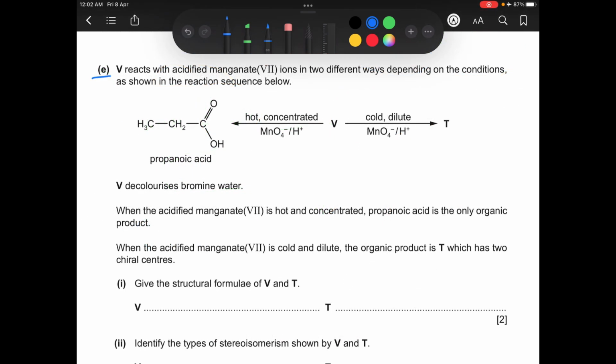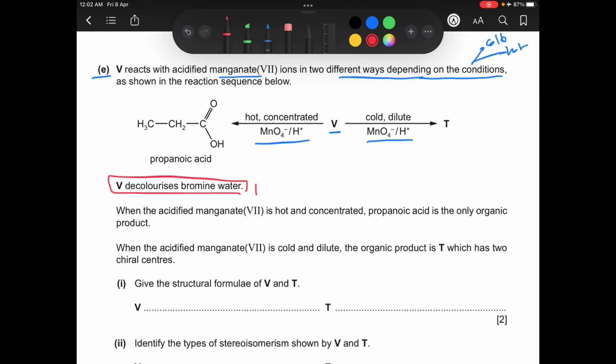It says that V reacts with acidified manganate ions in different ways depending on the conditions. Once you notice that you have manganate and different conditions, cold and dilute and hot concentrated, you have to remember that we are supposed to talk about alkenes. So here we have V. This V reacts in two different ways with cold dilute acidified manganate and with hot concentrated. In addition, to make sure that you have an alkene, it says that V decolorizes bromine water.